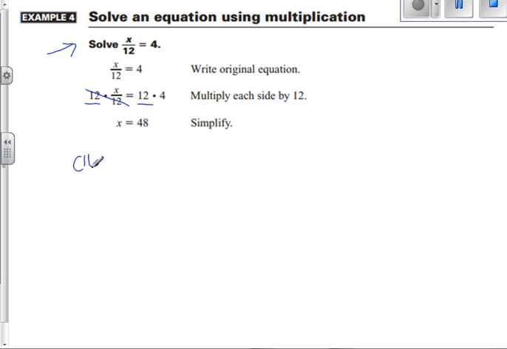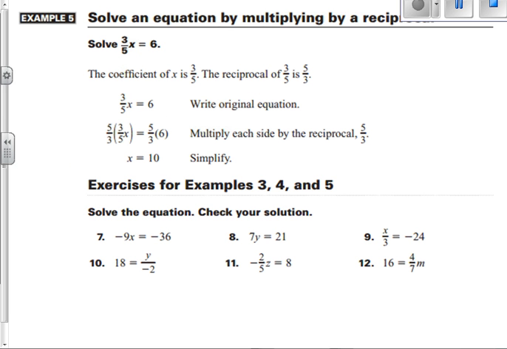If we do our check real quick, we find out that 48 divided by 12 is equal to 4. 48 divided by 12 does equal 4. 4 is equal to 4. My check works. Therefore, I know that my x is correct. All right, so we're going to do one more.